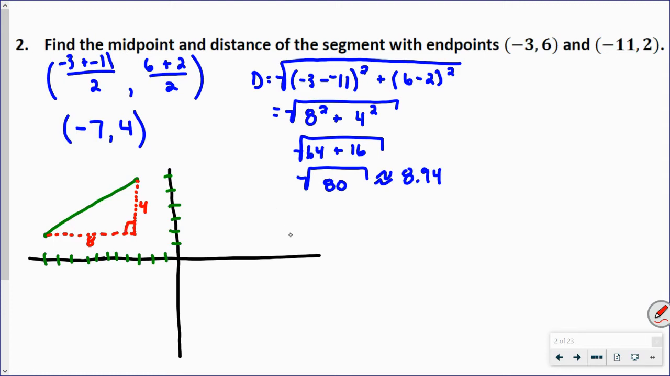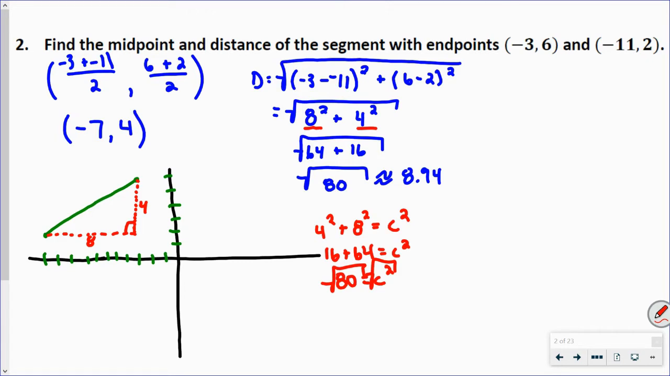So for my distance, I can use the Pythagorean theorem that says 4 squared plus 8 squared equals c squared. And if you look right here, we did 8 squared. We did 4 squared. So we're already doing that in the formula. But if you want to do it this way, you can. Just remember in the end, so you're going to have 16 plus 64 equals c squared. That was 80 equals c squared. And then you're going to have to square root that.